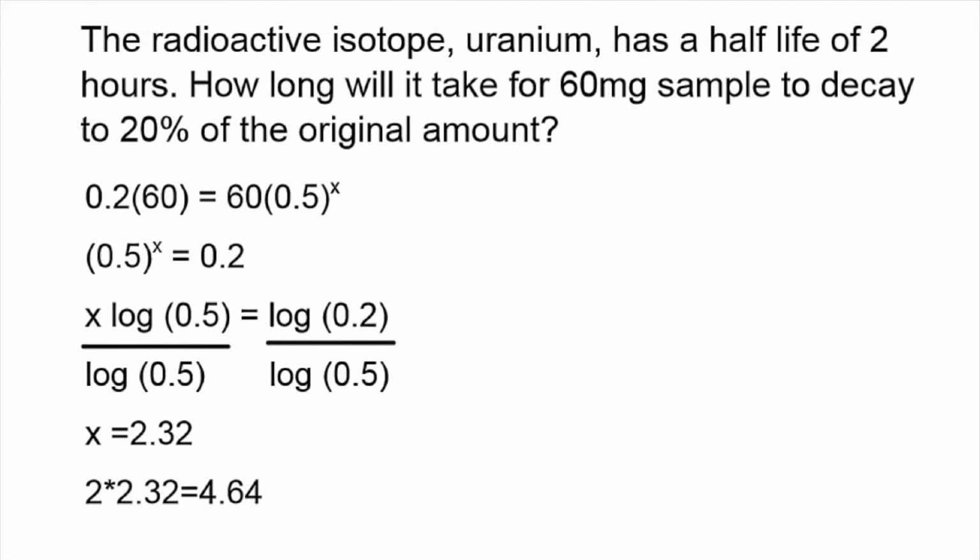To isolate for x, you're going to divide both sides by log 0.5, which makes your x value equal to 2.32. Since that is the number of half-lives, and each half-life is 2 hours, we will be multiplying the x value by 2. So it's 2 times 2.32, which equals 4.64. So that is how long it will take for the 60 milligram sample to decay to 20% of its original amount: 4.64 hours.